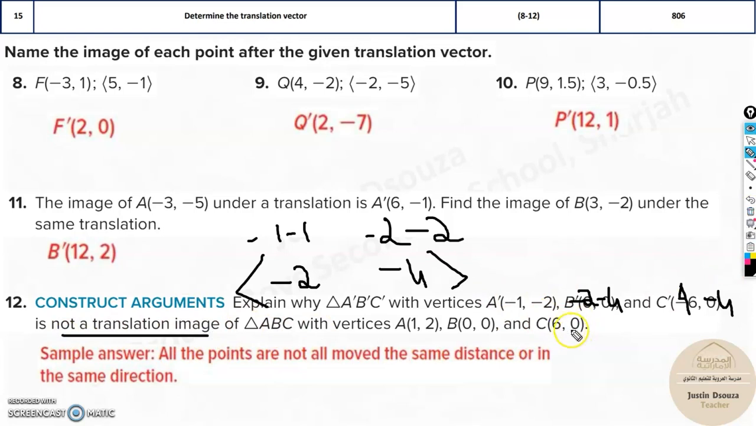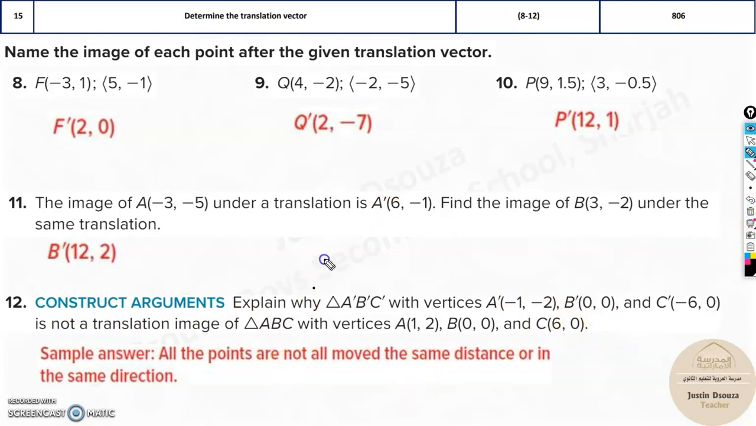Why? Because they are not moving along the translation vector. All the points are not moving along the same translation vector. They are moving in different directions. So all points are not moving in the same direction, so it is not a translation. That's it. That is basically how we solve topic number 15. Just remember the translation vector. If it's not given, solve it by subtracting the original point from the translated point. You'll get the translation vector, and then just check for the answer.